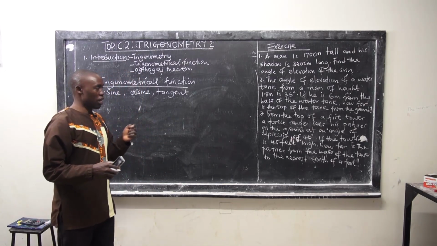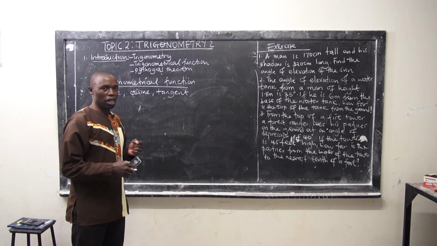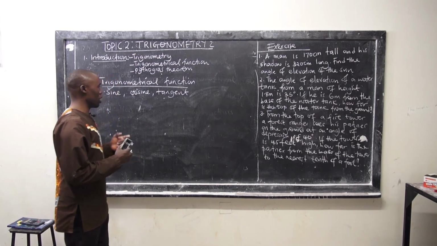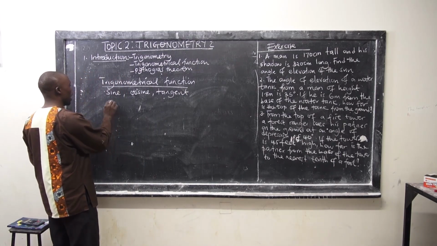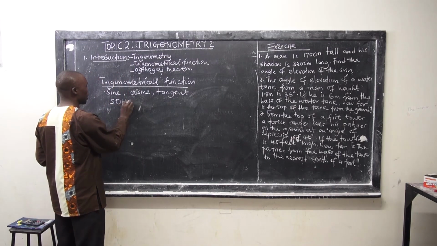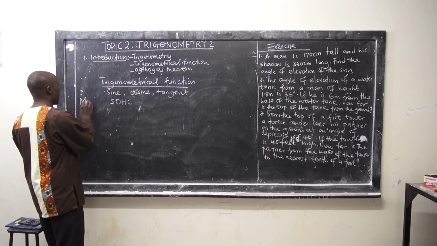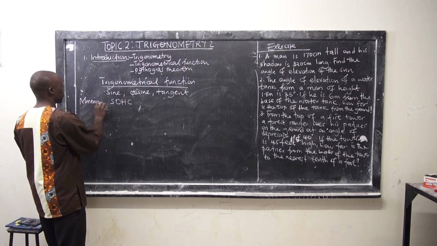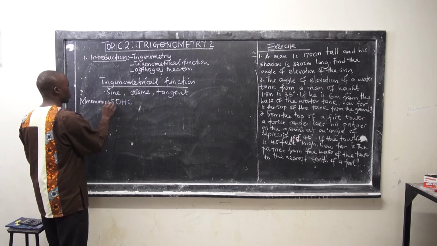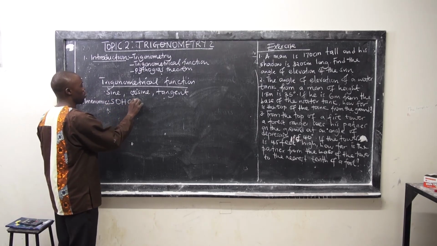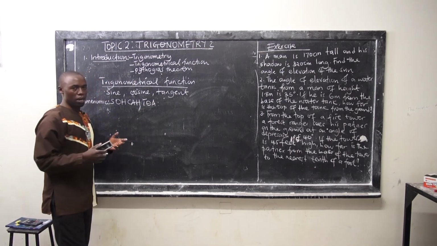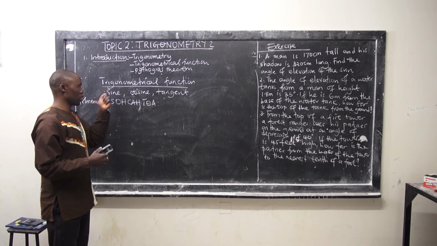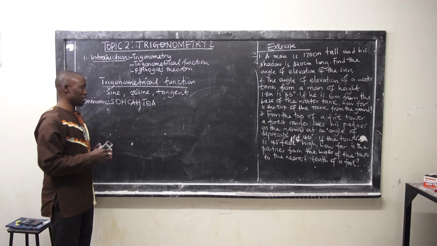Now let's just look at briefly what are some of the formulas of these functions. Remember, we are going to derive them from the unit circle and from the triangles, but for the meantime let's see what they are. Now we have a mnemonic called the SOHCAHTOA. A mnemonic is called the SOHCAHTOA, used to remember the formulas for sine, cosine and tangent.